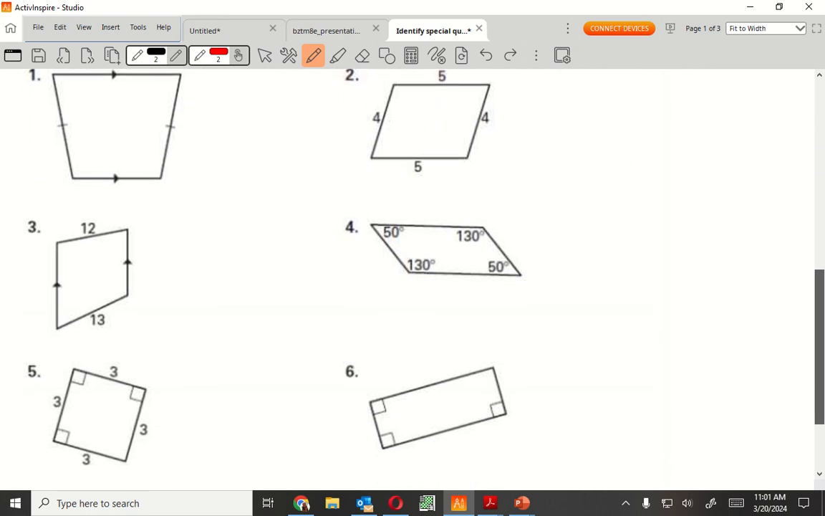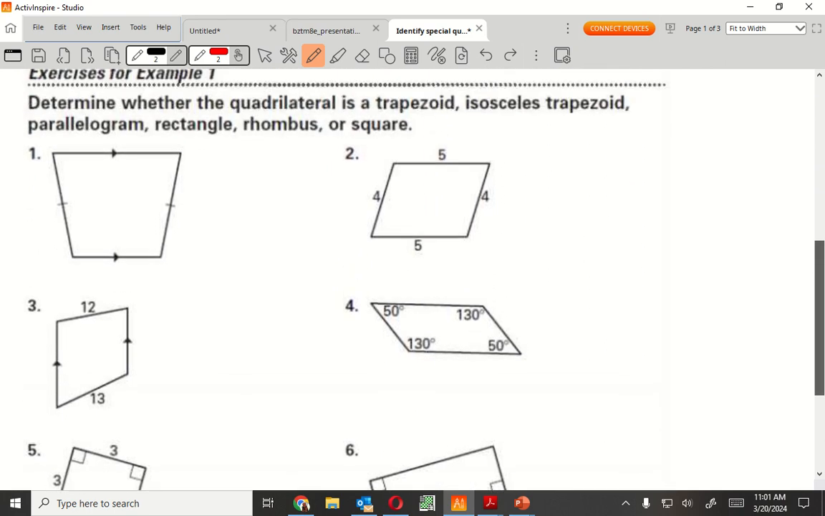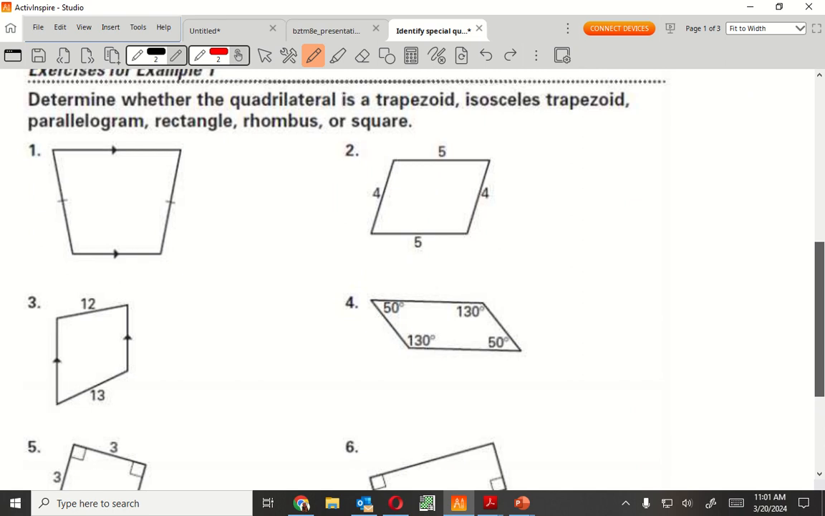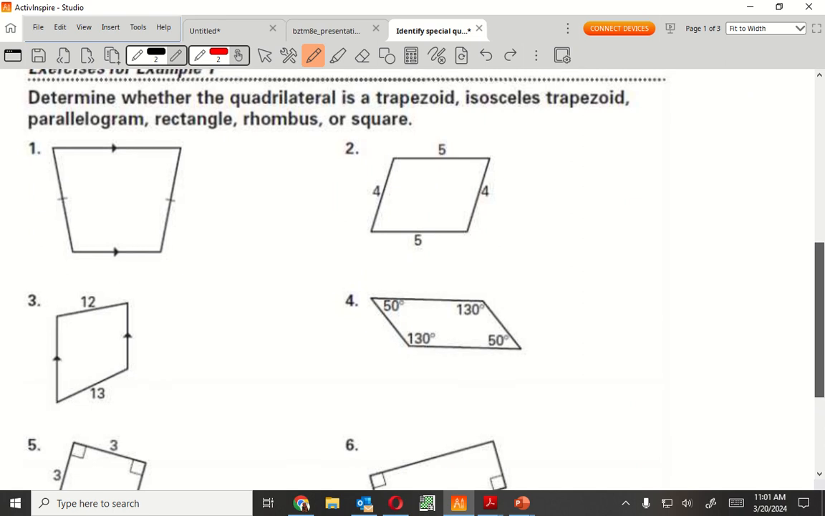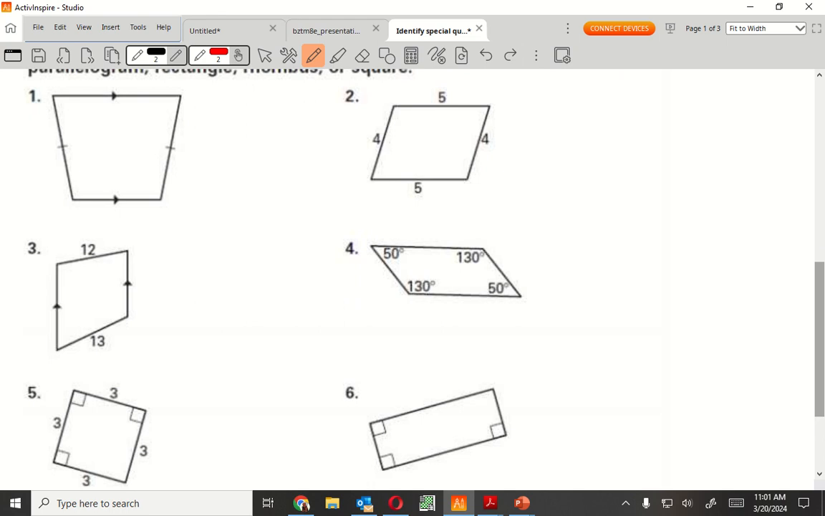So, this is what I'm going to have you doing right now. 1 through 6, process of elimination. Trapezoid, isosceles trapezoid, parallelogram, rectangle, rhombus, or square. If you need to go back in your notes to look at the definition of each one, go ahead and do that.